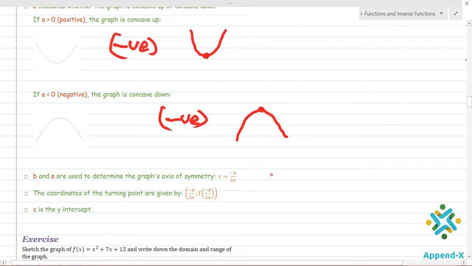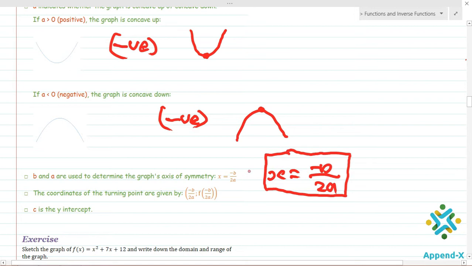Now, b and a are used to determine the graph's axis of symmetry in the formula x is equal to negative b over 2a. This gives us our equation of the axis of symmetry. Now, to find the coordinates of the turning point, we take the value of the axis of symmetry as the x coordinate and substitute back into the equation of the graph for x to find the y coordinate of the turning point. C in the equation is the y-intercept, which is the constant.